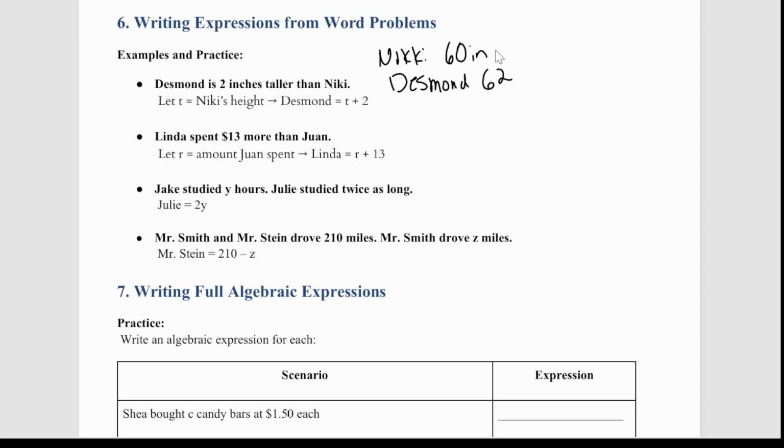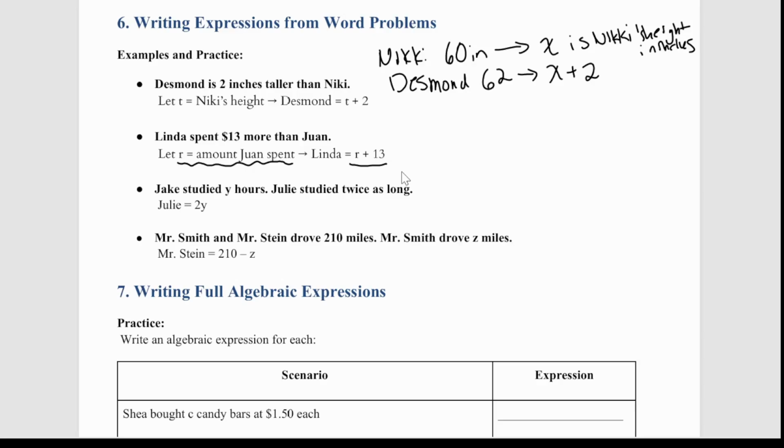So if instead of writing 60, I wrote x or t or whatever it is, then Desmond would be x plus 2, and I would want to define my variable. So x is Nikki's height in inches, and then that would mean that Desmond's height in inches would be x plus 2. Similarly, if we have spending more than somebody, again, you're going to at least define a variable. In this case, we're going to let the variable be what Juan spent, and then Linda would be that plus 13.